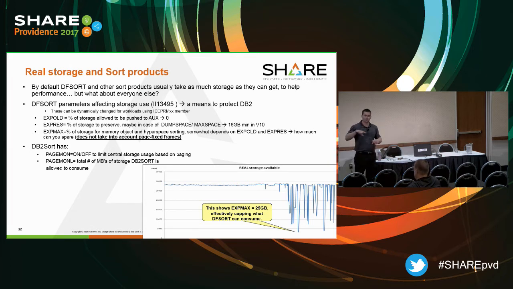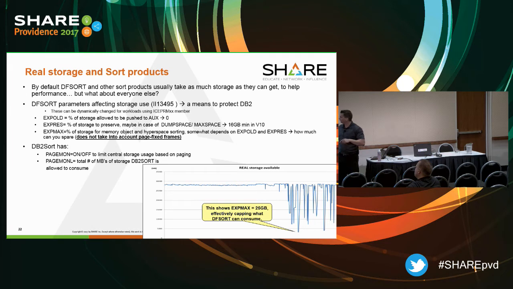Old means on the LRU chain, so it's older frames, but somebody may still need to reference it. So if he steals that, their storage gets paged out to aux, right? And by default, I think, at least up until 2.1, this was like 50%. So he can page 50% of the LPAR out to auxiliary for this sort to complete.